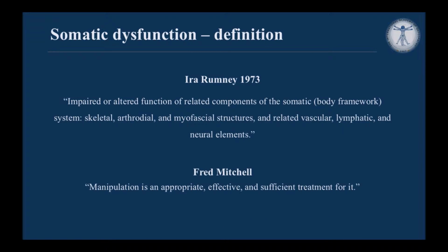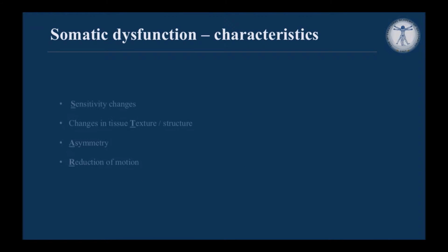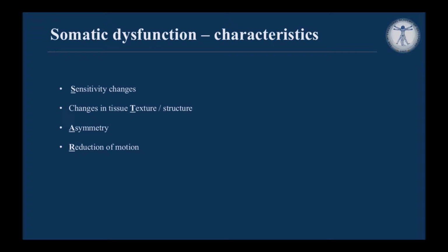Therefore, Fred Mitchell made an important addition to the concept of somatic dysfunction. Manipulation is an appropriate, effective, and sufficient treatment for it. STAR is an acronym for 4 diagnostic criteria to determine somatic dysfunction. It includes sensitivity changes, changes in the tissue texture or structure, asymmetry, and reduction of the range of motion.